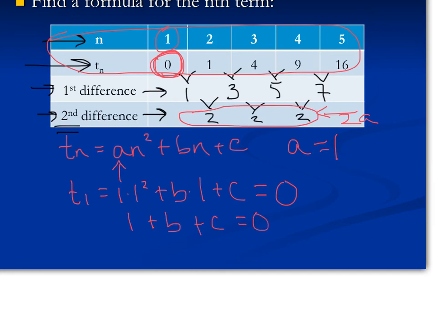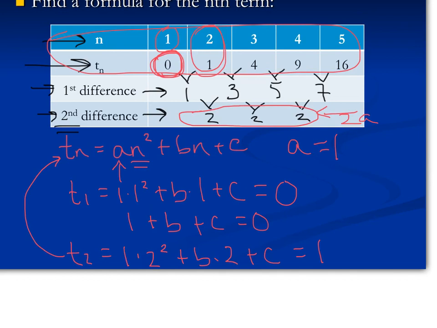I'm now going to get a second equation by using the second term. And so now my n value is 2. My a value is still 1. So if I'm going up to this formula and substituting these in, I have 1 times n squared, so that's 2 squared, plus b times 2 plus c. And that's equal to our second term. So if you go up to your table again, when n was 2, the term was 1. So my second term equals 1. So now I have this second equation.